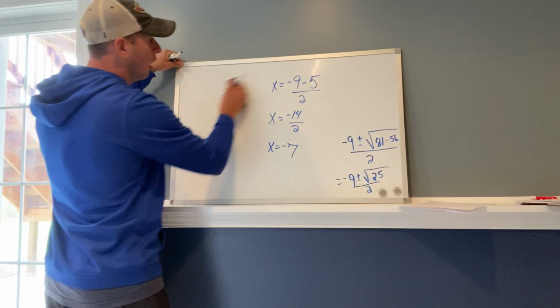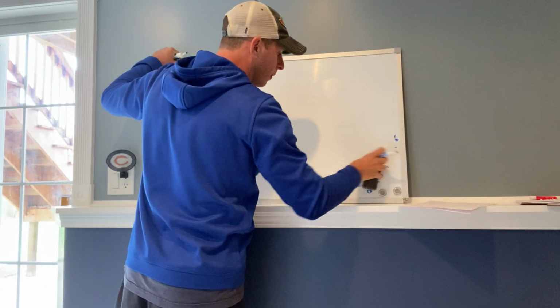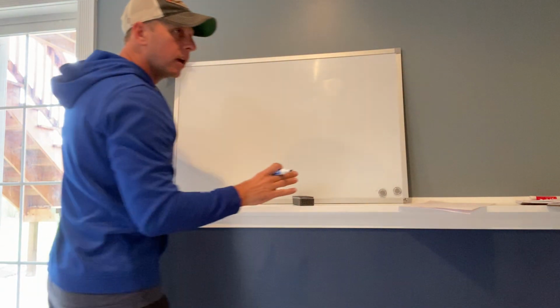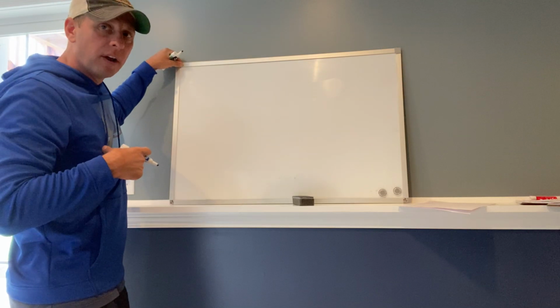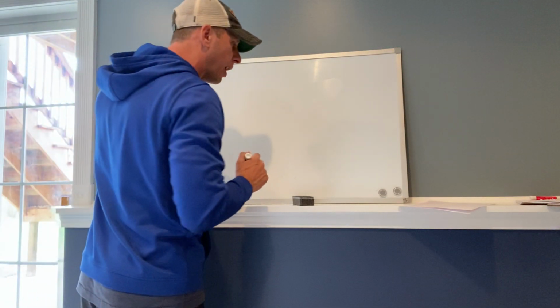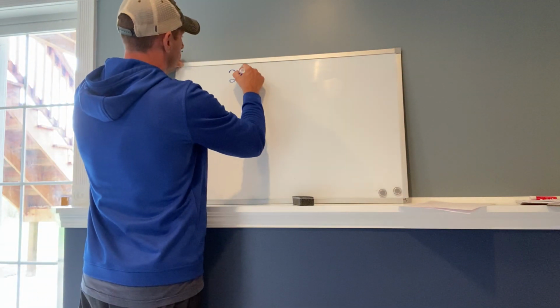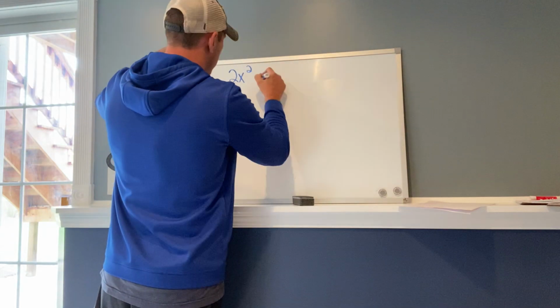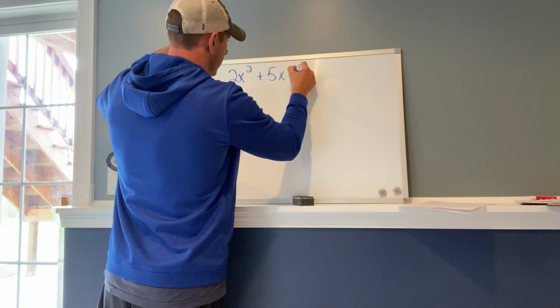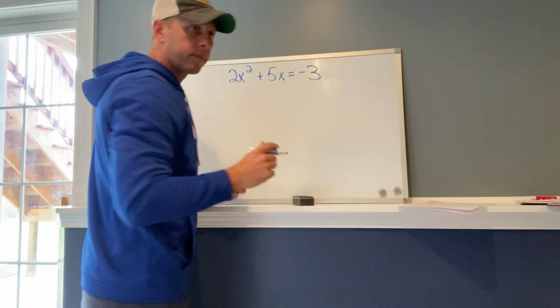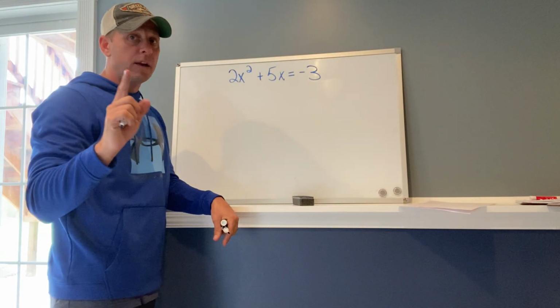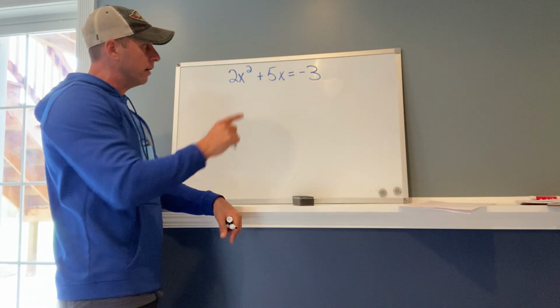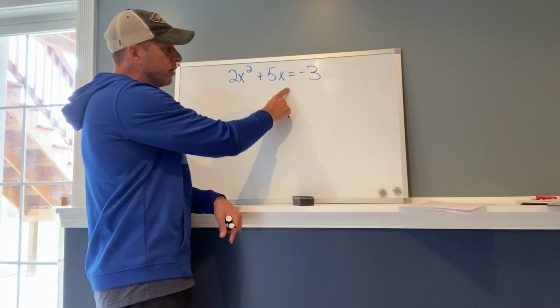I want you to solve the other problem in video 3. The one I factored, I want you to solve using the quadratic formula. That equation was 2x squared plus 5x equals negative 3. First thing, we're solving it using the quadratic formula. Now solve this using the quadratic formula.